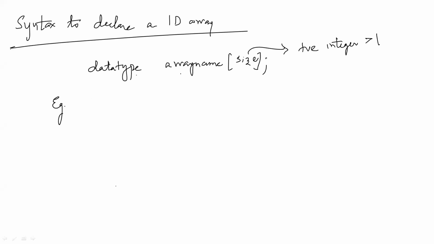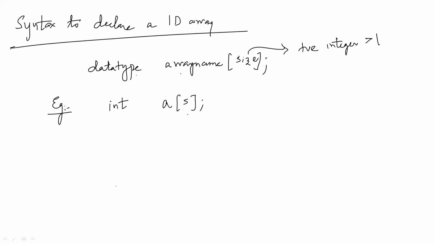So we are working with simple data types. Integer, array name A, and size 5. Array name is A, and I am saying it is 5. Now what do we mean by this? What will happen internally in the system when I say that?